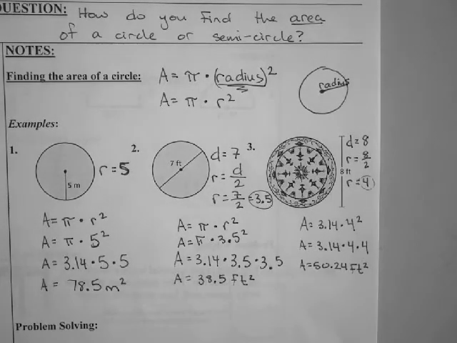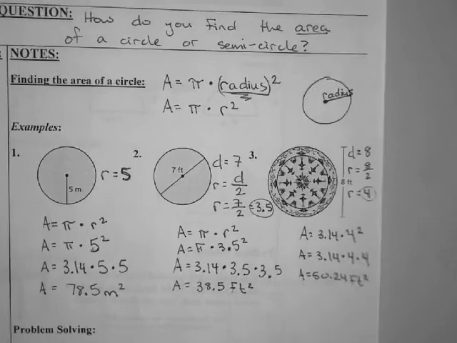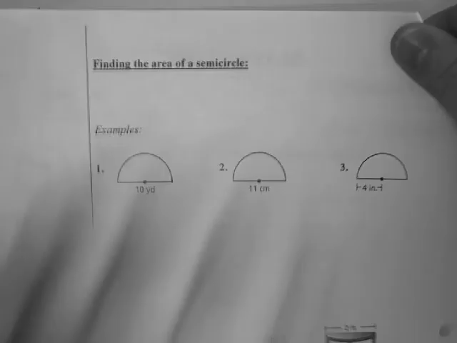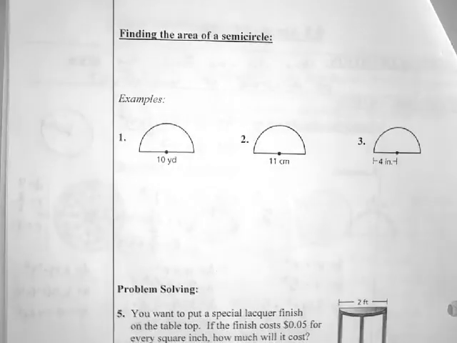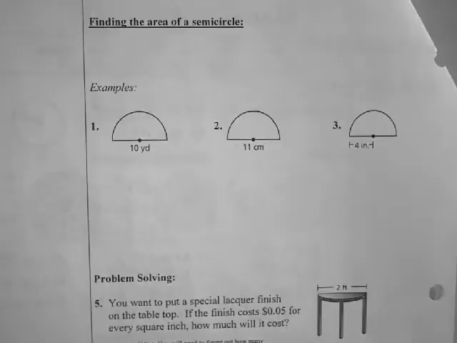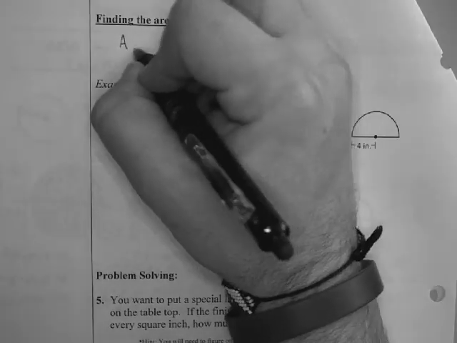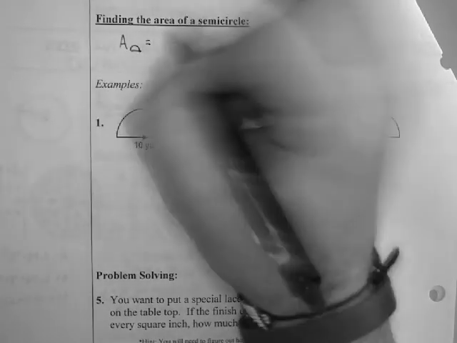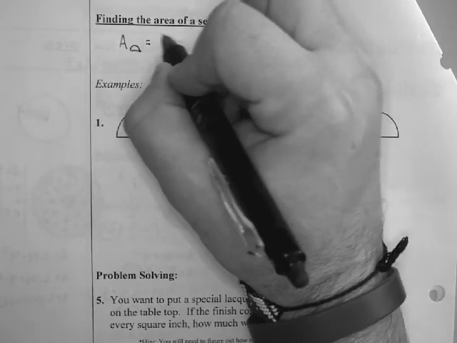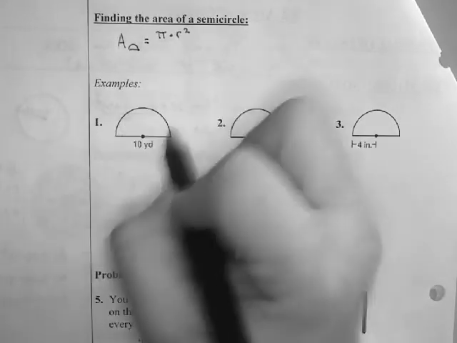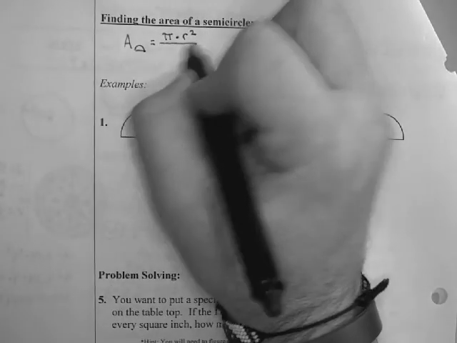Now, if you would, please go ahead and turn to the back side of this page. I'm just flipping over to the back side so we can look at the area of semicircles. And the area of semicircles is very straightforward. To find the area of a semicircle, we'll find the area of a circle. So area of a semicircle will be equal to the area of a circle, which is pi times r squared. But since it's just half the circle, at the end, I'll take this number and divide it by 2.